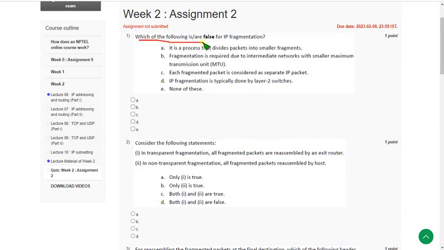Which of the following is false for IP fragmentation? So the probable answer for first question could be option D, because IP fragmentation is typically done by routers but not switches. So mark option D as the answer for first question.